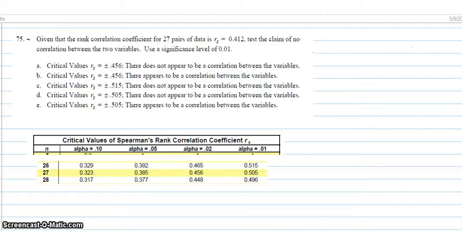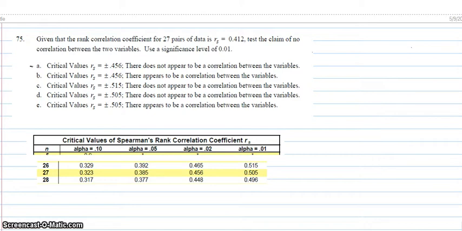Given that the rank correlation coefficient for 27 pairs of data is R of S equals 0.412, test the claim of no correlation between the two variables. Use a significance level of 0.01. Is your answer going to be A, critical values equal plus or minus 0.456?